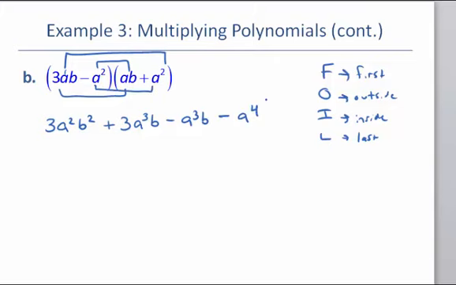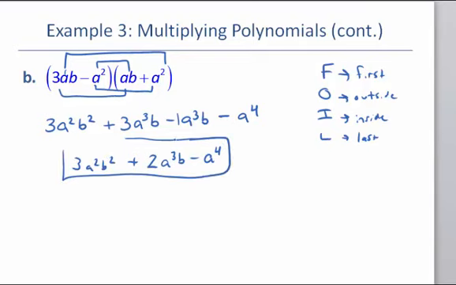Typically, when you're doing the FOIL method, your middle terms will combine. So we have a 3a cubed b minus an a cubed b, which is going to give you a 2a cubed b. And the rest of it's going to stay as it is. And so our final answer is going to look like 3a squared b squared plus 2a cubed b minus a to the fourth.